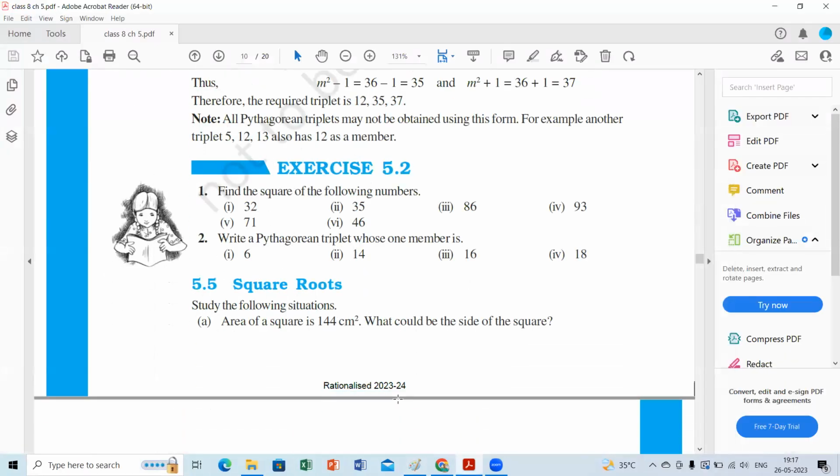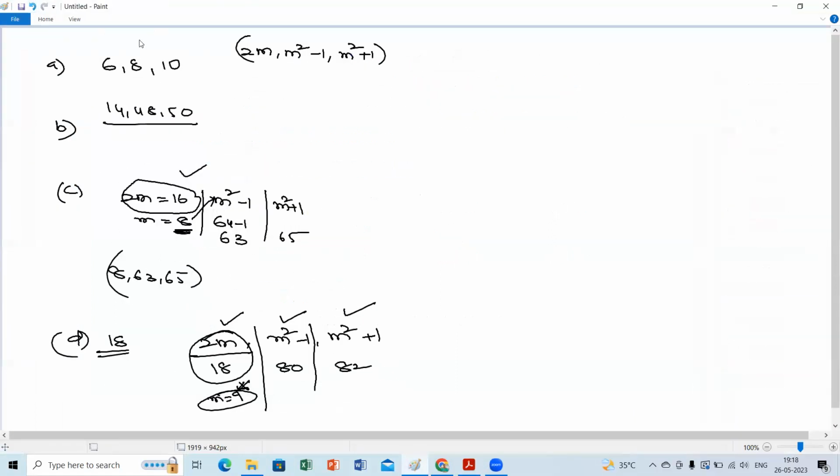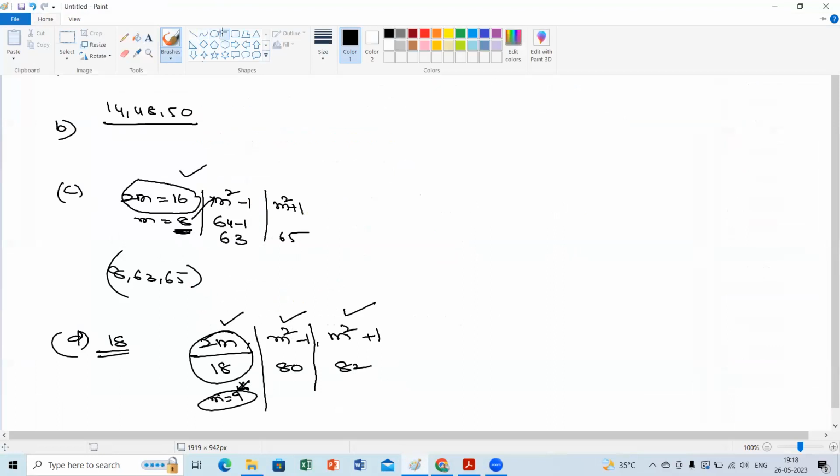That's about your squares, children. Coming to square roots. So let's go with a beautiful example. Here the area of a square is given. Area of the square is given as 144 square units.